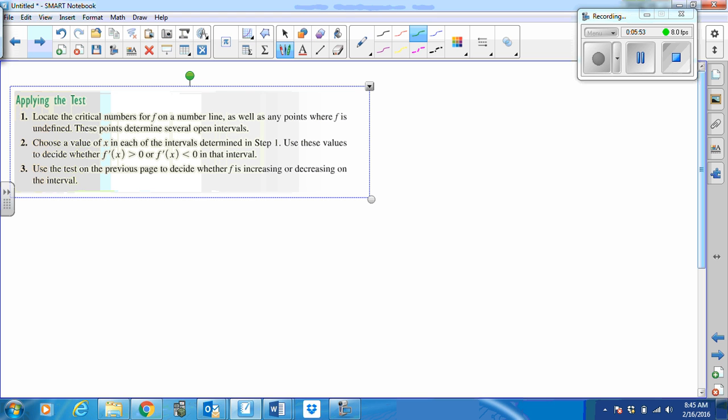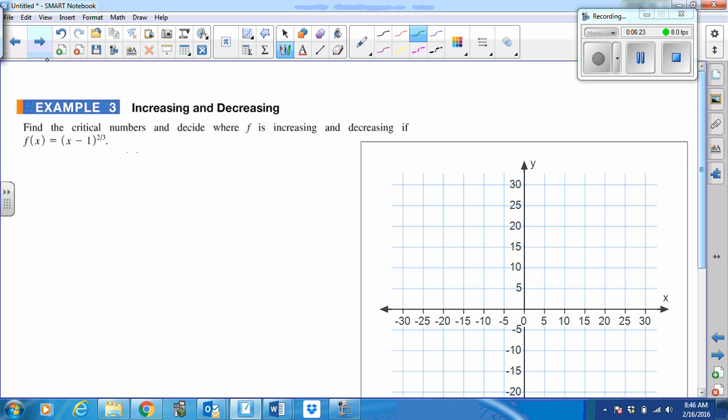So to apply this test, we first need to locate the critical numbers for f on a number line, as well as any points where f is undefined. So we're looking for critical numbers and undefined points of the function. These points are going to determine several open intervals. Then we're going to choose a value of x in each interval and determine if the derivative is greater than 0 or less than 0. And then we'll use the test on the previous page to decide if the function is increasing or decreasing on that interval.